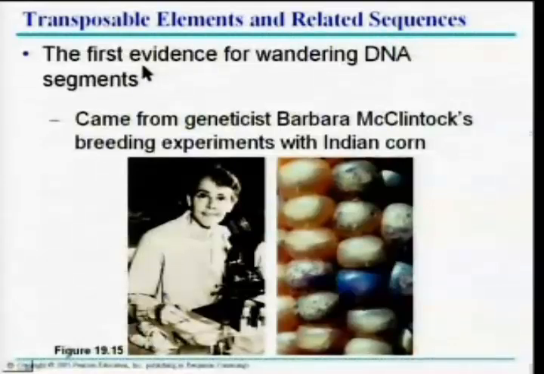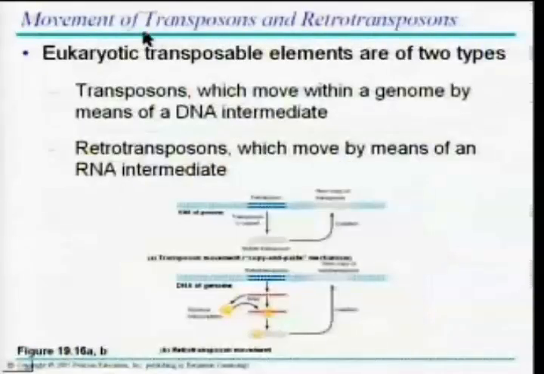The first evidence, we mentioned this at the end of Chapter 8. You see now that between edition 6 and 7, they shifted it forward into the next chapter. Whatever. The first evidence for wandering DNA segments came from geneticist Barbara McClintock's breeding experiments with Indian corn. So here's a picture of her, all happy at her microscope, noting her observations. A couple of ears of corn here with the different colors in it. We've all seen this type of corn, the Indian corn. Hang it up for Halloween or whatever we do with it, I guess.